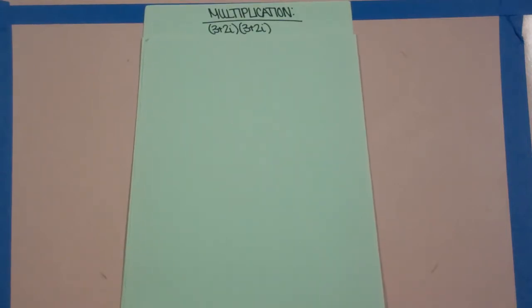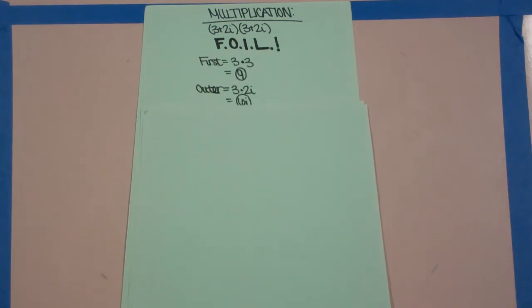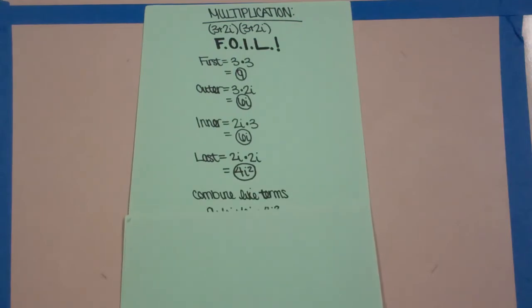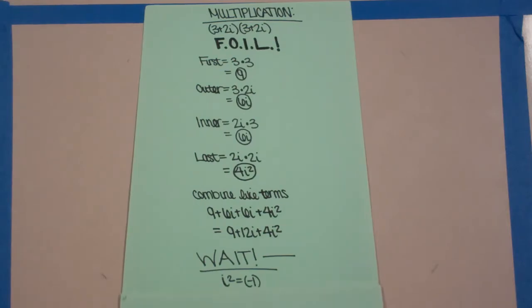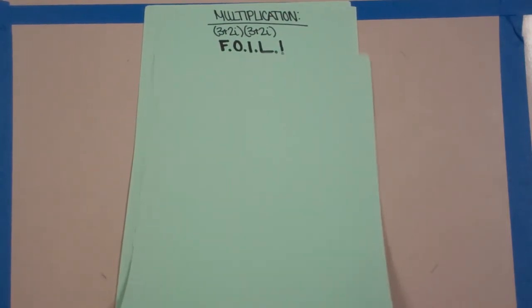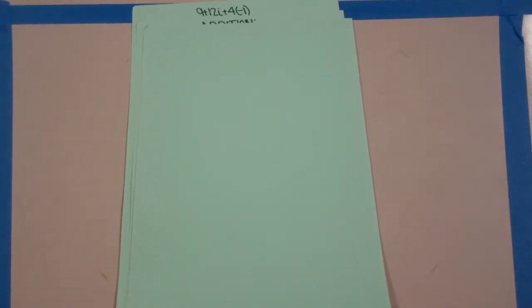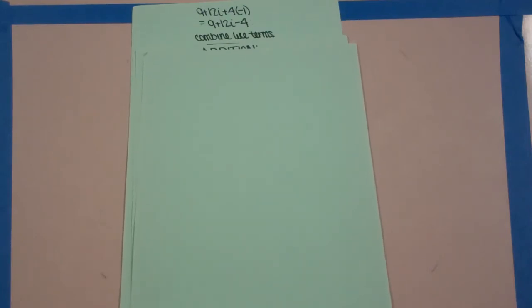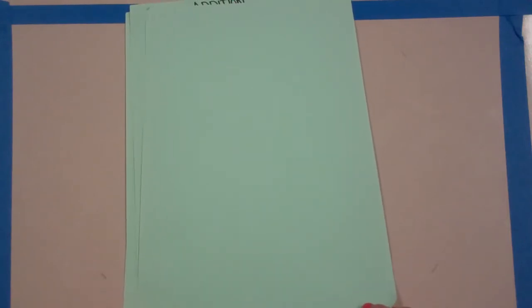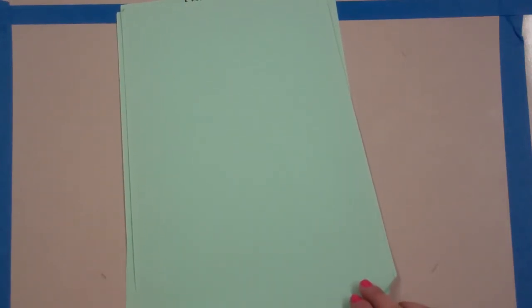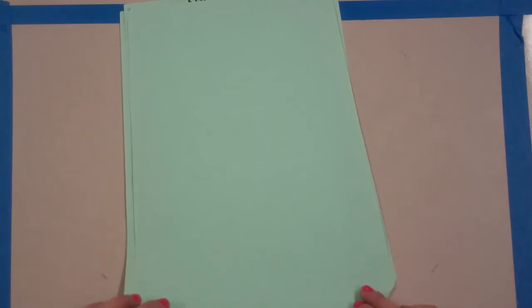Multiplication. 3 plus 2i times 3 plus 2i. FOIL. First, outer, inner, last. Combine like terms. And wait, i squared equals -1. So, combine like terms again. Aw, that's too hard. Can't we just go outside and play? It isn't hard at all, my friend, as long as you remember to FOIL.